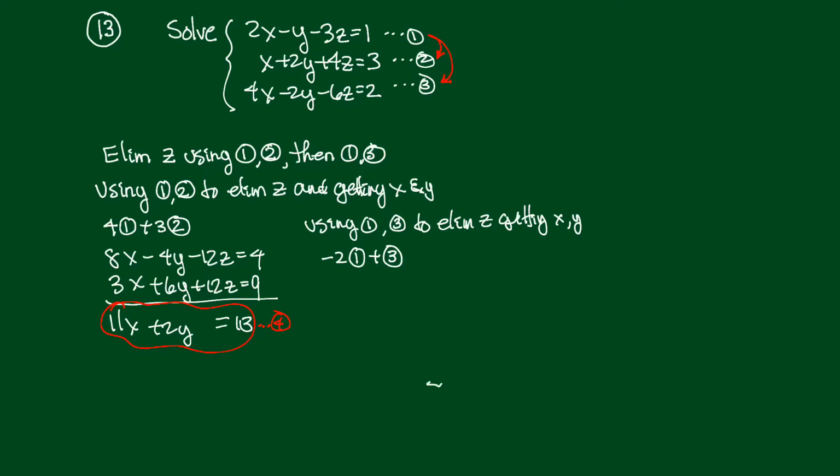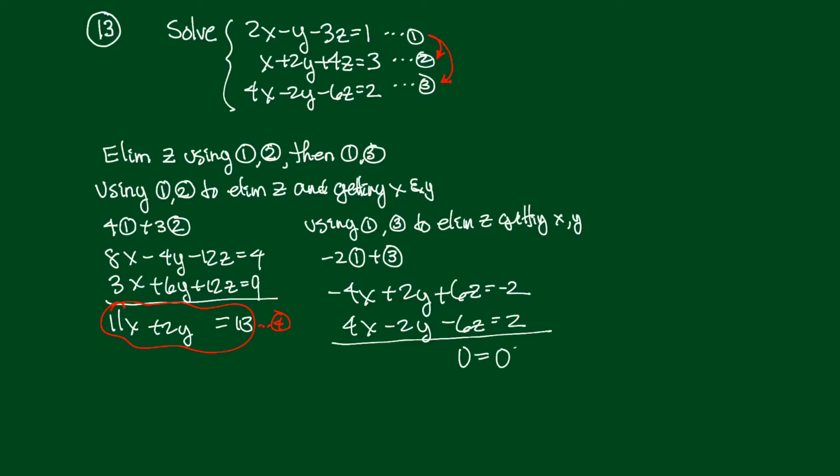So I'll multiply every one of those 4 terms by negative 2. I'll get negative 4x plus 2y plus 6z equals negative 2. And then no change to equation 3. That's just going to be 4x minus 2y, you can see it already, minus 6z equals 2. And when you add these 2 together, everything on the left goes out, and on the right it goes out. You're left with 0 equals 0, which is a true statement.